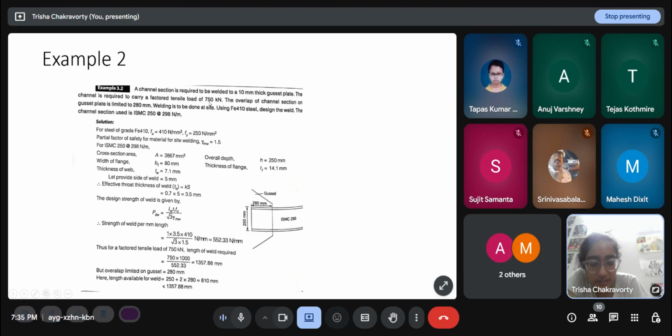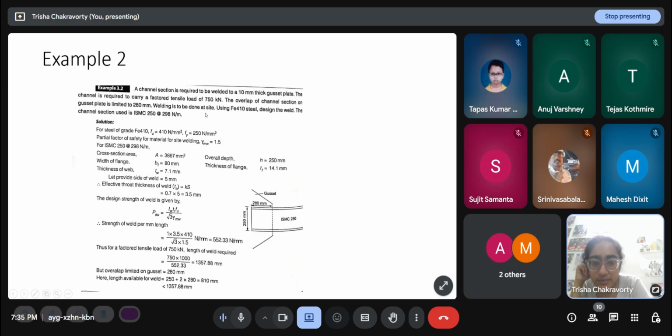If you are given a section, you will be provided these quantities, or you have to directly check from the SP6. Width of flange is 80, thickness of flange is 14.1 and thickness of web is 7.1. Channel is a C section. Partial factor of safety of material for site welding is 1.5. It's given somewhere, site welding.